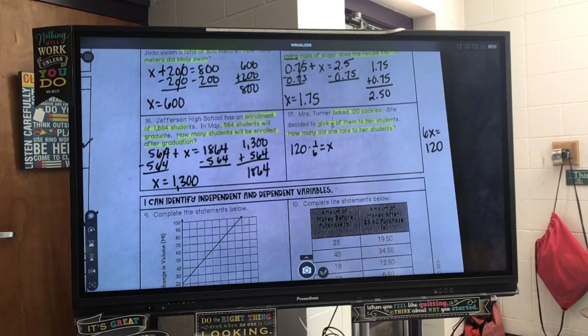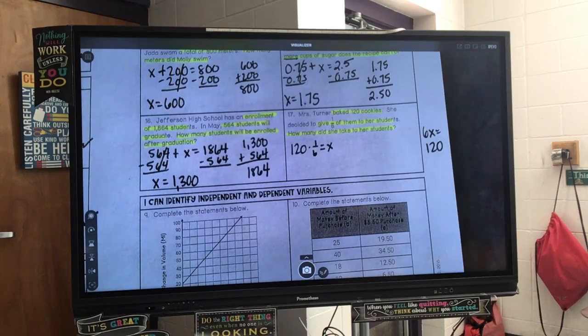Let me write it down. So this is essentially how we're about to solve this problem, right? Correct? Yeah. And then this becomes 120 over 6, which what do we end up doing? Dividing by 6. Alright, so that is why you can also write 6x equals 120, because what do you do there? You're just dividing by 6.